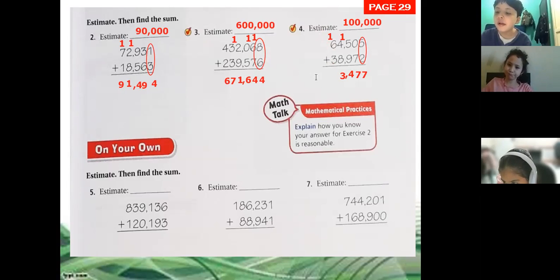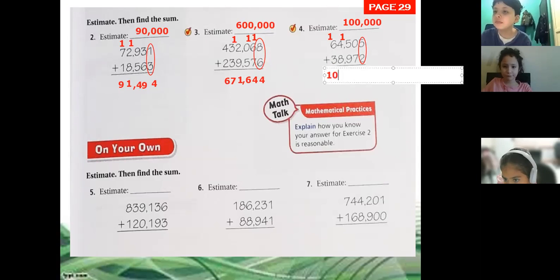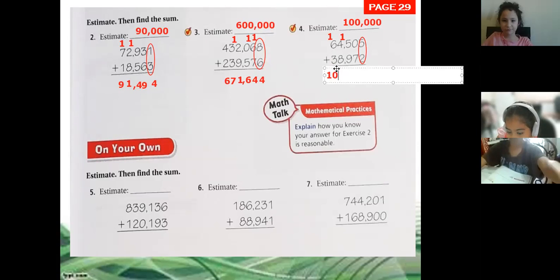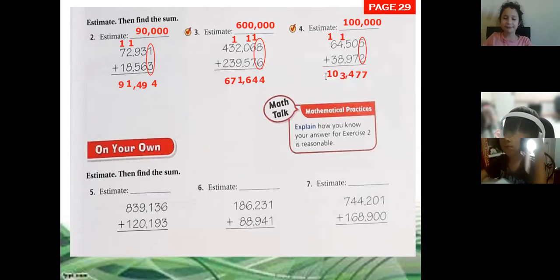10. Excellent. So we write the 10. Why do we write the 10? We don't have any more numbers to add, so we write 10 here. So, how do you read this number? The complete number. 10,003.